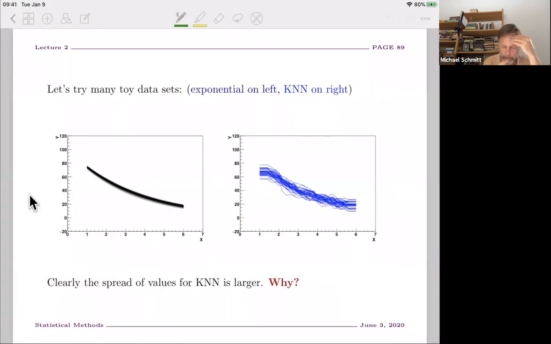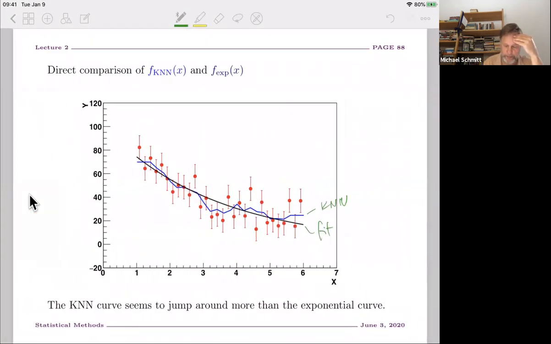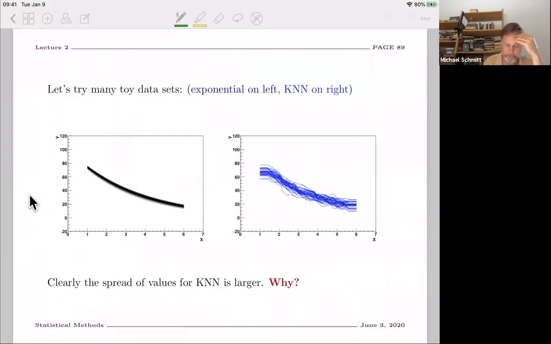So one way to see what happens is to generate many different data sets consistent with this one, and do the KNN and do the fit many times. So this gives you, I think, 40 or 50 versions of the fit. So you get a nice narrow band. And this gives you 40 or 50 versions of the KNN, and it gives you a wider band. The reason why it's wider is because it's more flexible. It's not really a fit, and it is not taking on the kind of strict assumptions that you're making when you declare that the data are exponentially decaying.